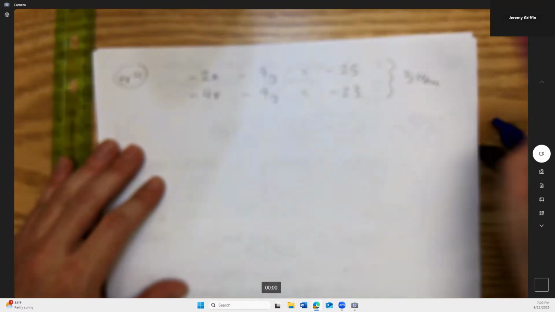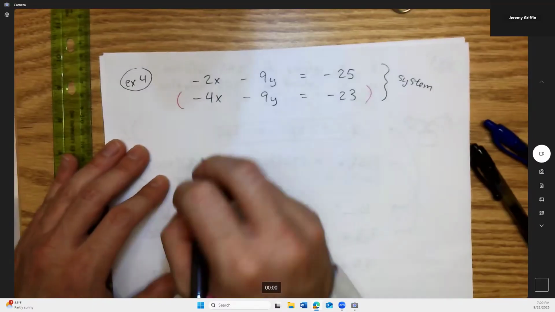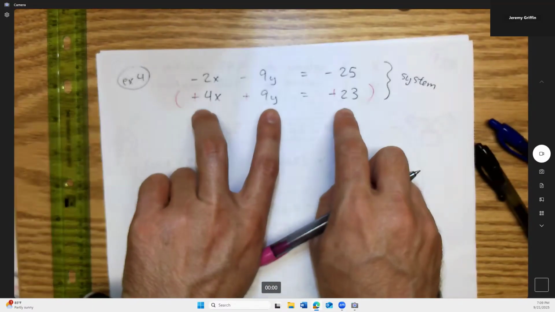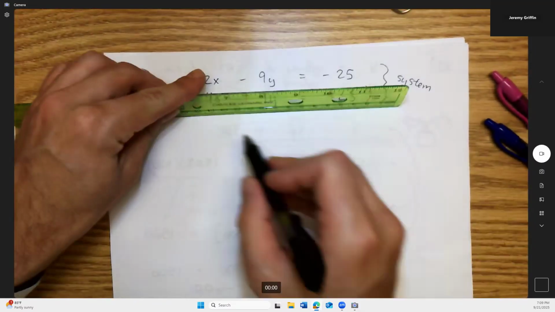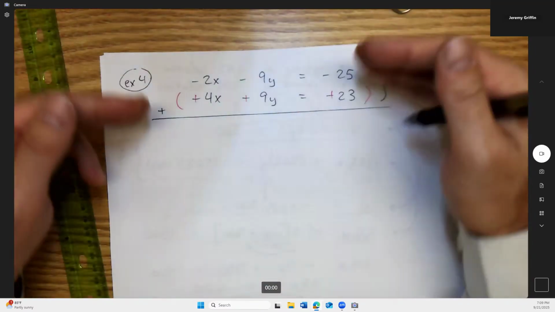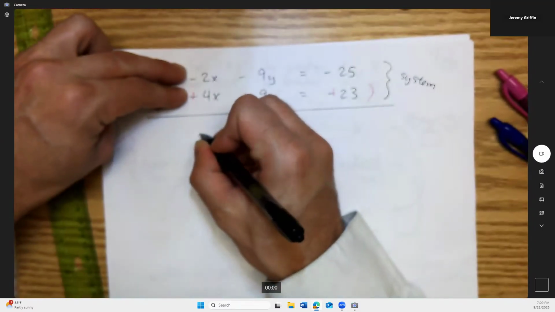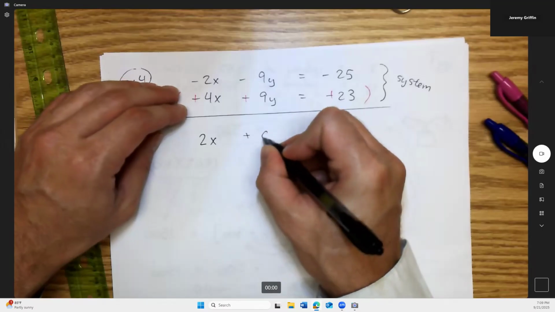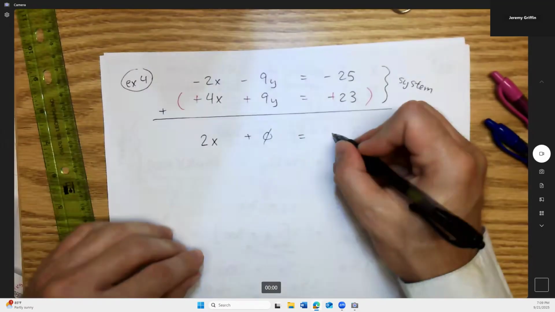Could I take the entire second equation and multiply it by -1? If I do that, I have three terms, I multiply each term by -1, and that just makes them positive. And now I can add the two equations to each other. So negative 2x and 4x leaves me with positive 2x, right? 4 minus 2 is 2. These cancel out. Goodbye. And over here, 23 minus 25 is -2.